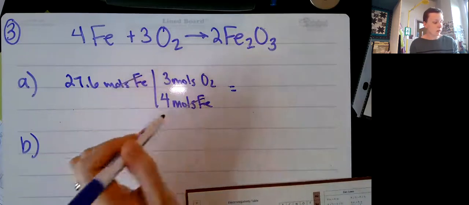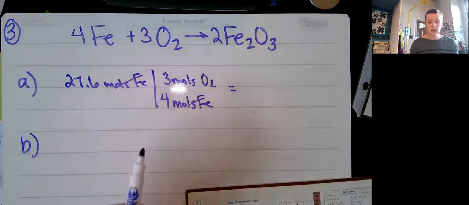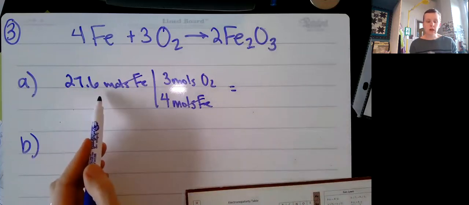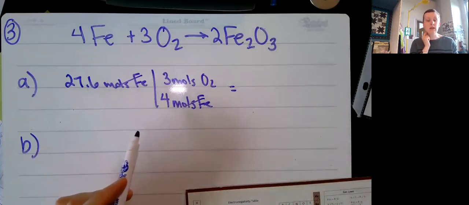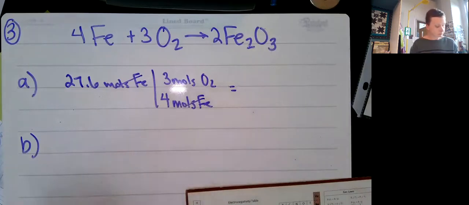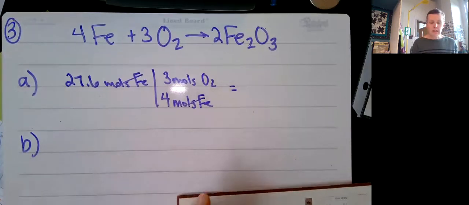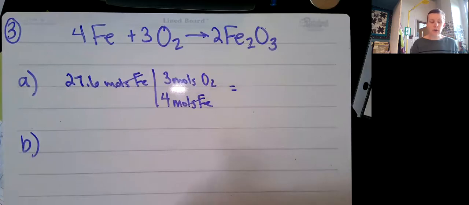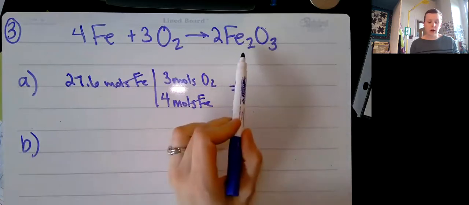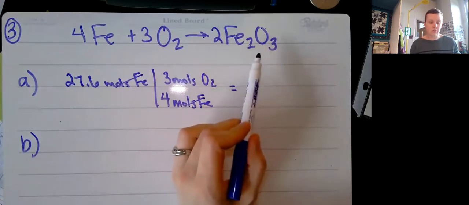So moles of Fe, moles of Fe. 27.6 times 3, divide by 4. We are allowed 3 sig figs because of this value here. So we get 20.7 moles of oxygen. Part B, they give you grams of iron, and we want to know how many grams of iron oxide, or rust, are going to form, okay?